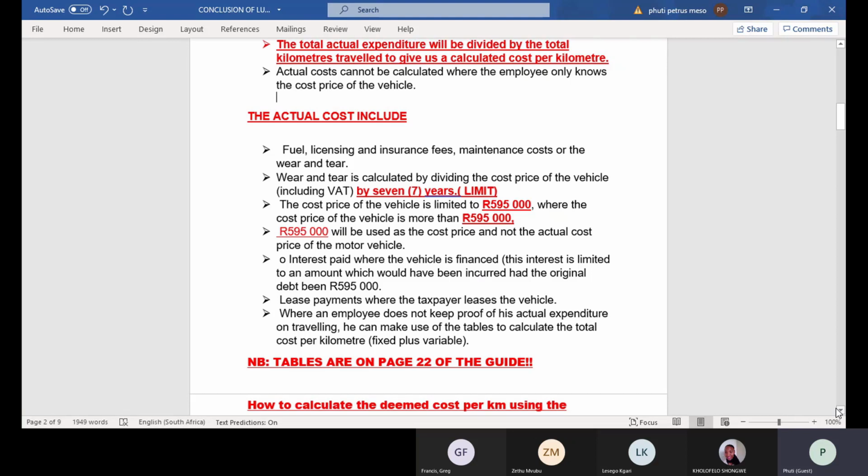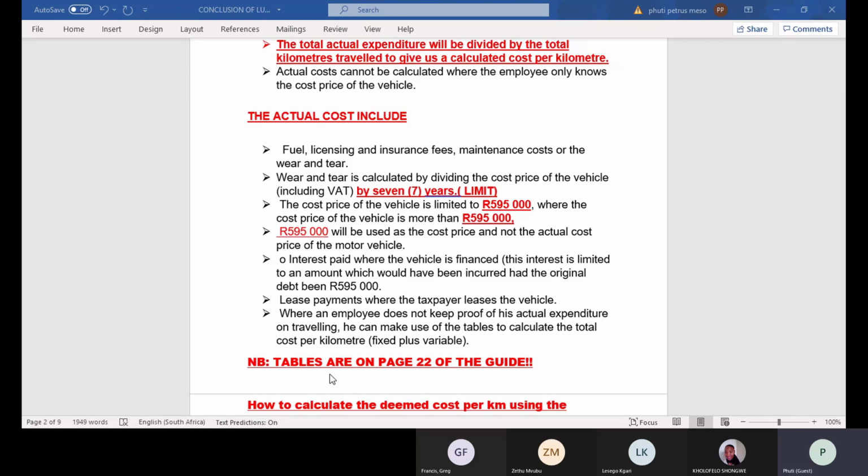Or when an employee does not keep proof of his actual expenditure on traveling, he can make use of the tables to calculate the total cost per kilometer. Right. So there are 2 ways of getting your total cost per kilometer. The first one is your total actual expenditure divided by the total kilometers traveled. It will give you that. Or the second option will be we have to go to the table. Let me have a look at that table quickly for you, just to check how it looks. Okay, this is the table.